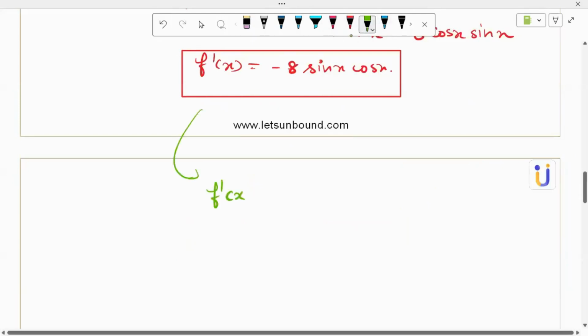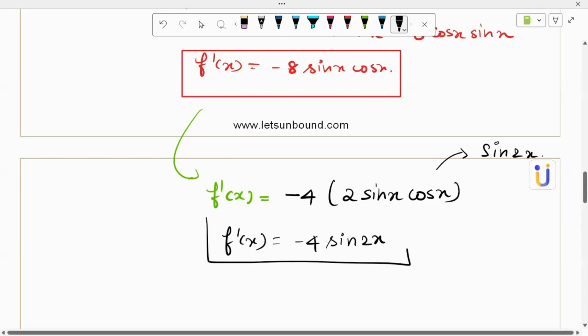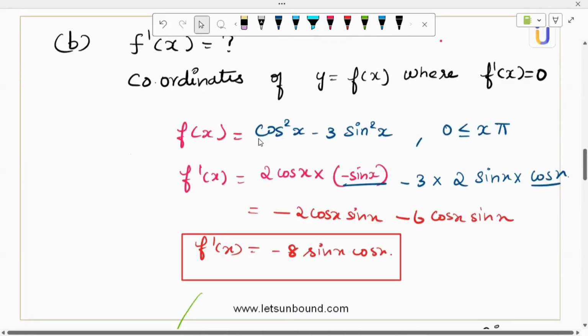So f dash of x is equal to minus 4, let me take out, and you can write 2 sin x cos x. And this is actually an identity. 2 sin x cos x is sin 2x. Let's replace it. So minus 4 sin 2x. This is the most simplification we can do for f dash of x. And hence, we got f dash of x. One part is over. Find coordinates of points on f of x where f dash of x is 0.